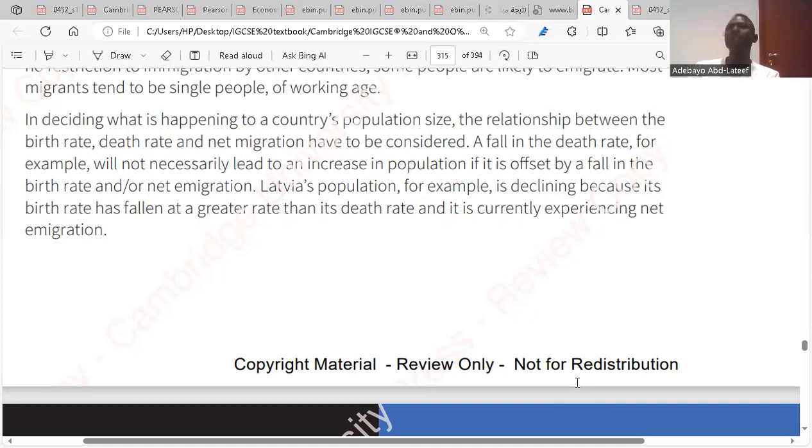What about net migration? Net migration is the difference between the number of people going out and coming in. So when you base it on people going out, that is net emigration. When you base it on the difference between in and out, it is net migration. In and out is migration.